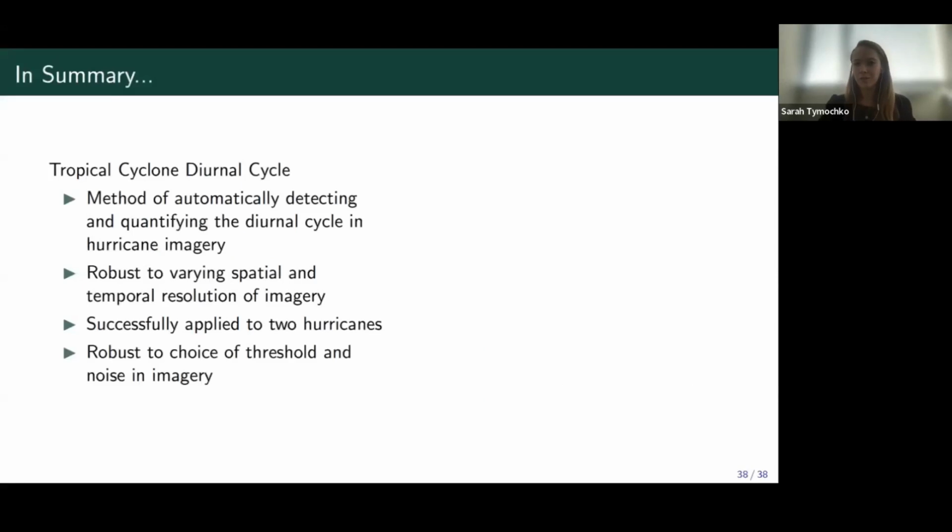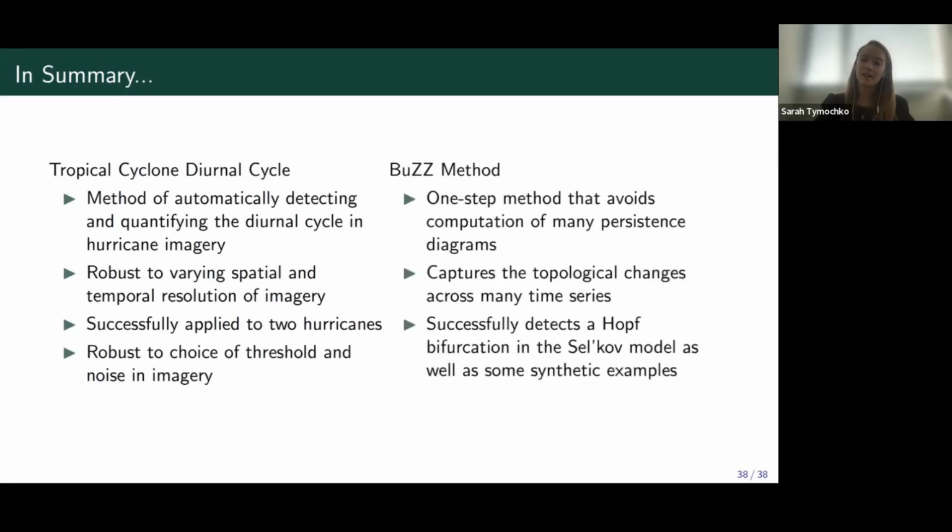As a brief wrap up, we looked at hurricanes and a method of automatically detecting this cycle in hurricane imagery. Our method was robust to spatial and temporal resolution of the imagery. It worked on two hurricanes and is robust to a couple different things, the threshold and noise in the imagery, which I didn't really mention earlier. And the buzz method is our one-step method to capturing the topological structure in multiple different point clouds or time series data.